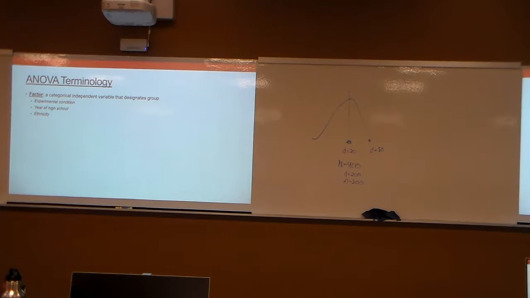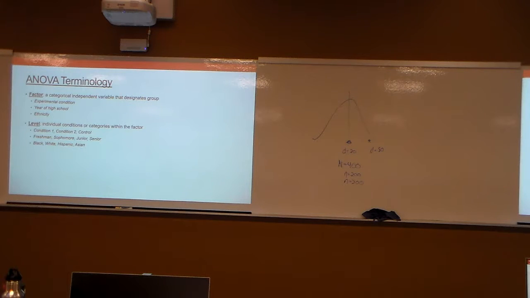Okay, so some basic terminology. With ANOVA, we call the same things different things, which makes things confusing, but just so we're all on the same page, we're talking about a factor. This is our categorical IV. This is our indicator of our group. So a one-way ANOVA, one factor, right? We have one independent variable. It can be experimental condition, year of high school, racial or ethnic background, something like that.